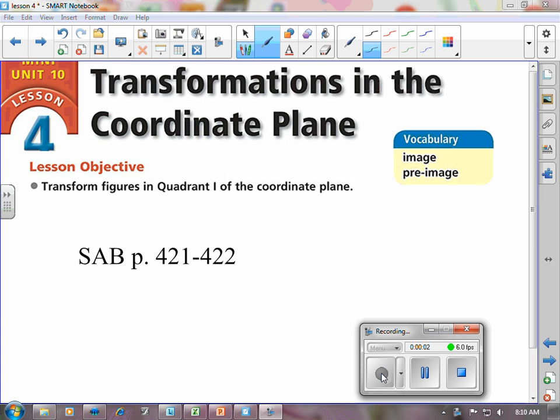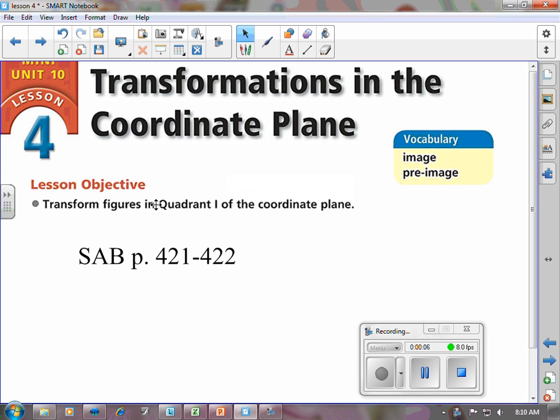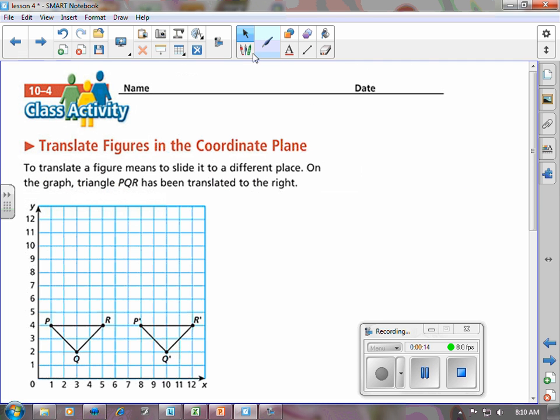This is Unit 10, Lesson 4. It's transformations on the coordinate plane. So it's just how you transform figures in quadrant 1 of the coordinate plane. SAB page 221 to 222.